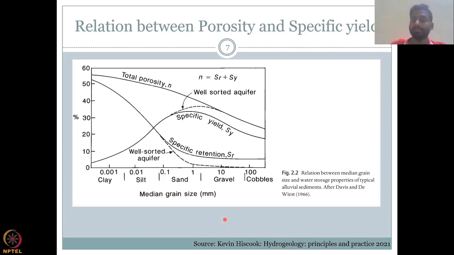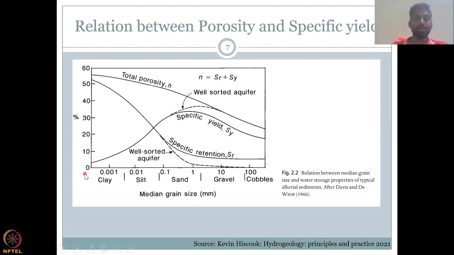So let's take the relationship between specific yield, porosity, and specific retention in a fully saturated system. How does it look? In clay, you could see that the total porosity could be as high as 60%, and it can come down in gravels, cobbles, and sand.